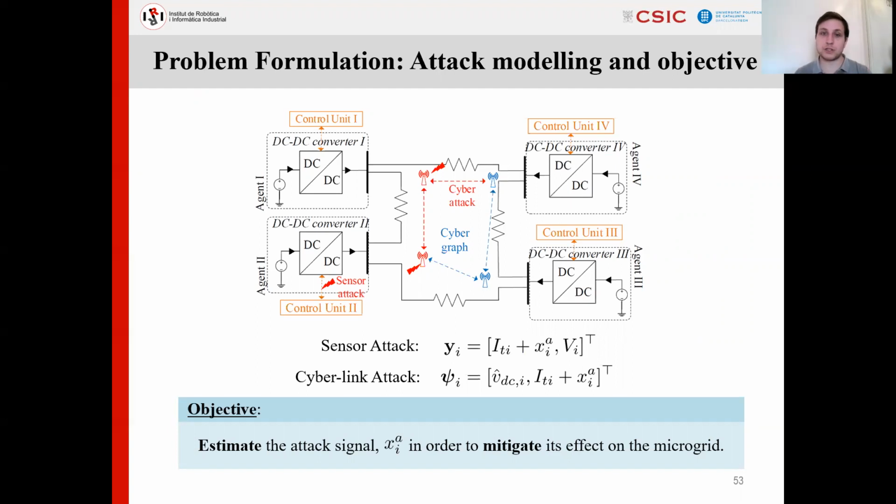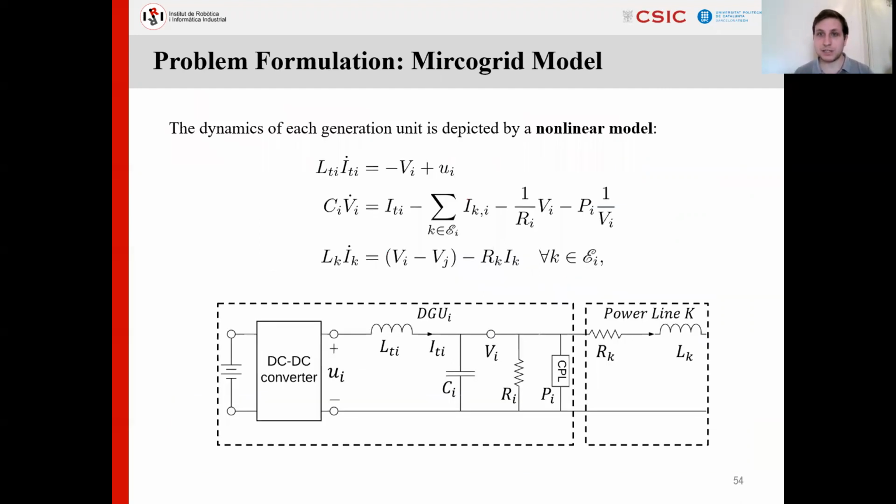And the objective is not only to develop an algorithm that can detect this attack, but to estimate the value of the attack signal. Why? Because if you are able to get this information, then you can use this value to mitigate the effect of the attack on the microgrid. Precisely, this PhD thesis models each agent of the system through the set of equations depicted in this slide.